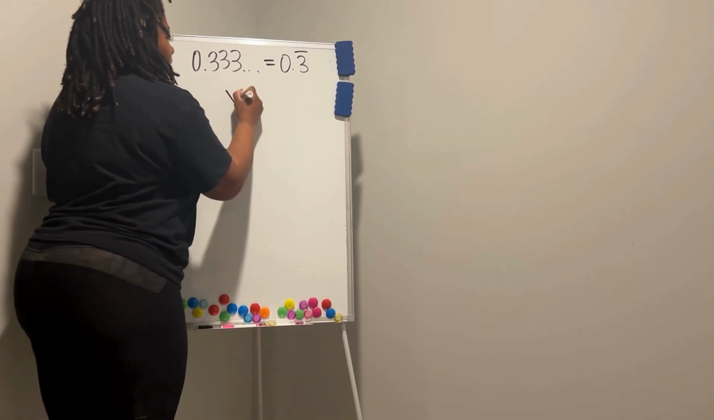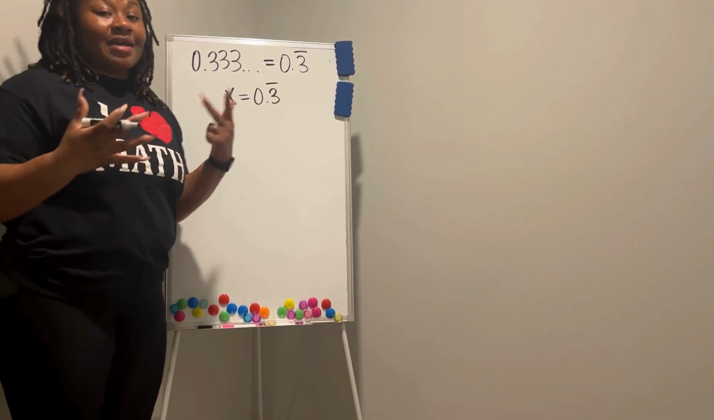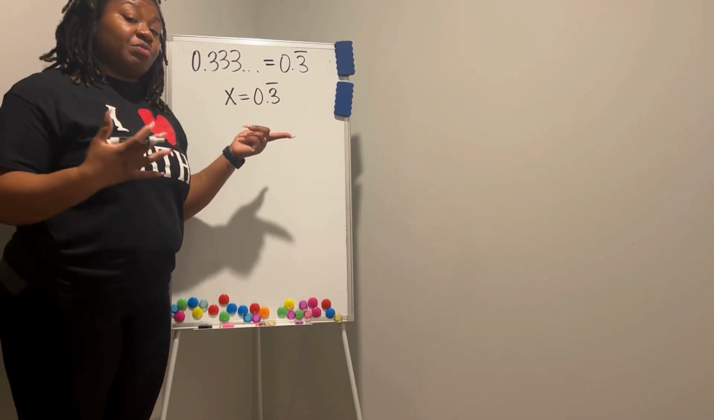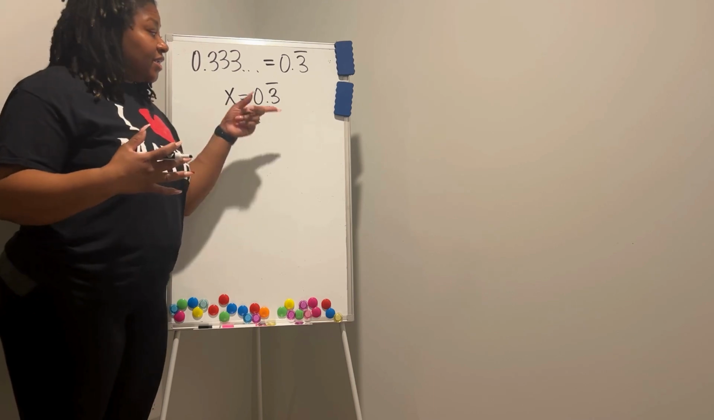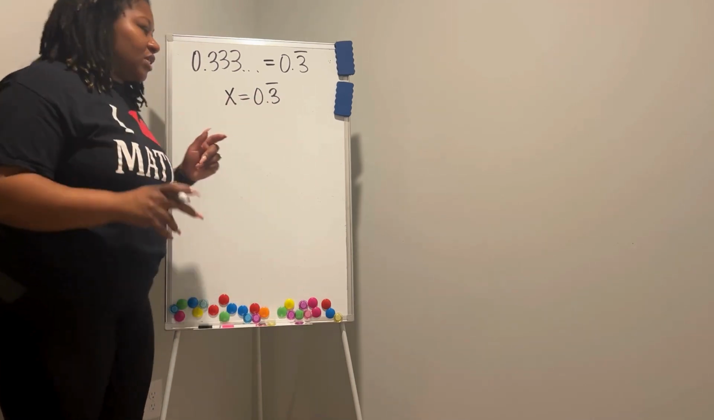I'm going to create an equation, and I'm going to say x is equal to my repeating decimal. Now, my objective is to represent this repeating decimal as a fraction, and it's also to eliminate the repeating digits, okay? So stay with me here.